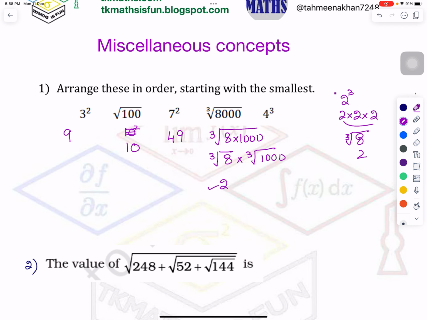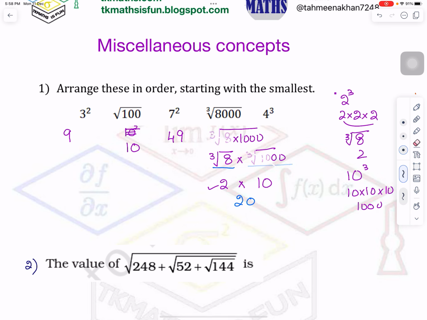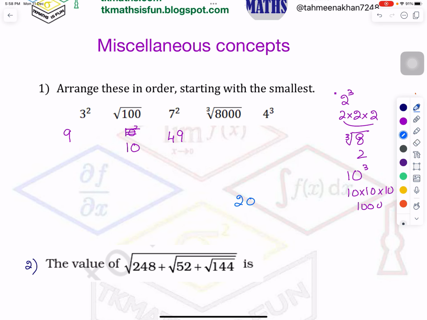Now what is the cube root of 1000? Mostly people know this. It is 10. Why? Because 10 cube, if you recall, is 10 into 10 into 10, which means 1000. So the cube root of 8 is 2 and the cube root of 1000 is 10. So 2 times 10 is 20. Let me erase the rest of the things now because you understood this. So I can write that the cube root of 8000 is equal to 20.